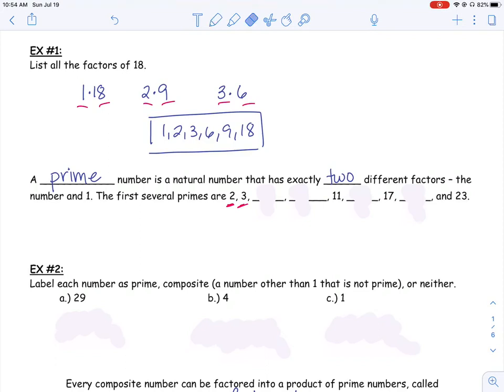What's the next prime number that you can think of? How about 5? 1 times 5 is 5. How about 7? 11?